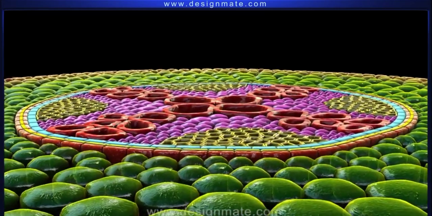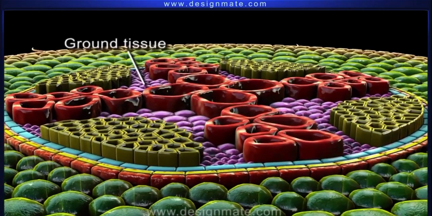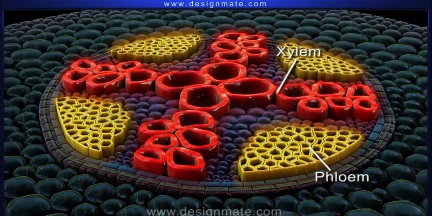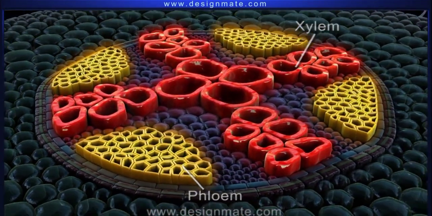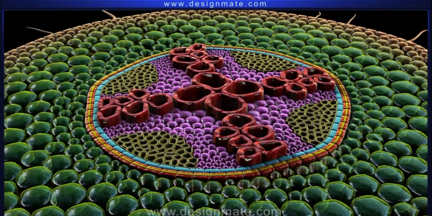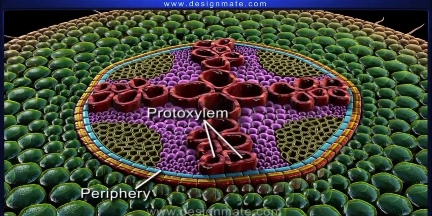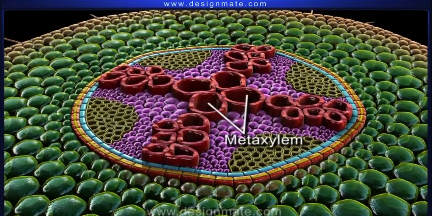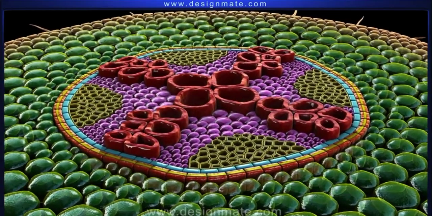Embedded in the parenchyma cells of the ground tissue are the vascular bundles consisting of the xylem and the phloem. The xylem and the phloem lie at different radii. The xylem has two sections. The protoxylem is towards the periphery and metaxylem occupies the inner position. This arrangement is known as X-arch.